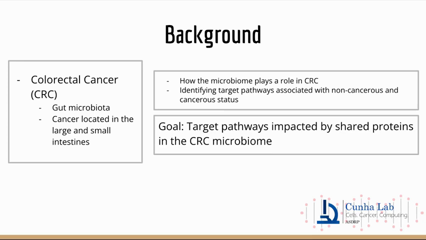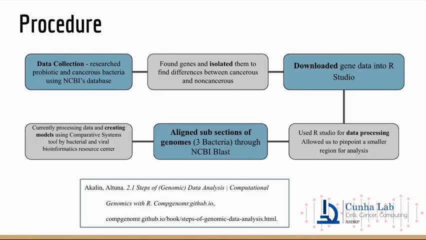Our procedure has consisted of 6 steps, starting first with the basic research of probiotic and antibiotic bacteria through reading literature and researching NCBI's database. We found many genes of interest and isolated them to further look into their differences, as many of the bacteria had a cancerous status, whereas some had a non-cancerous status.